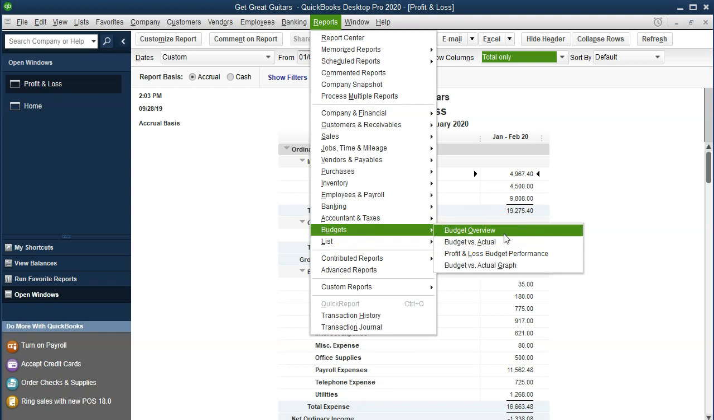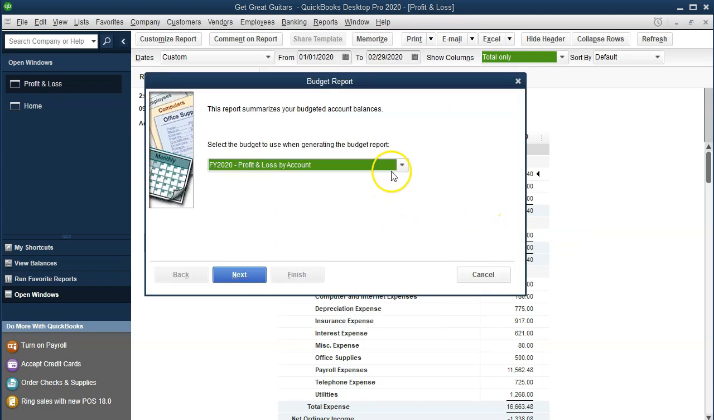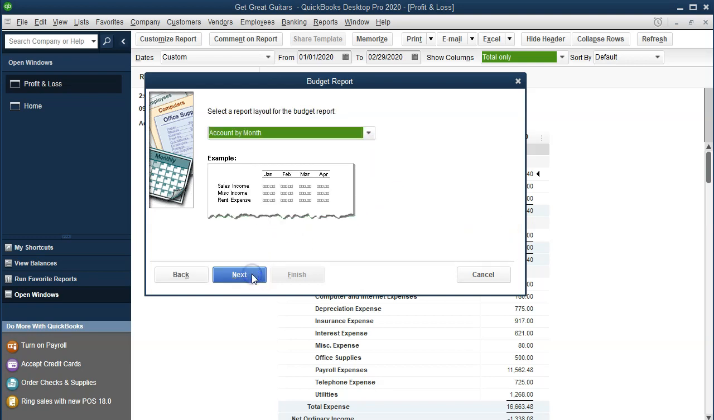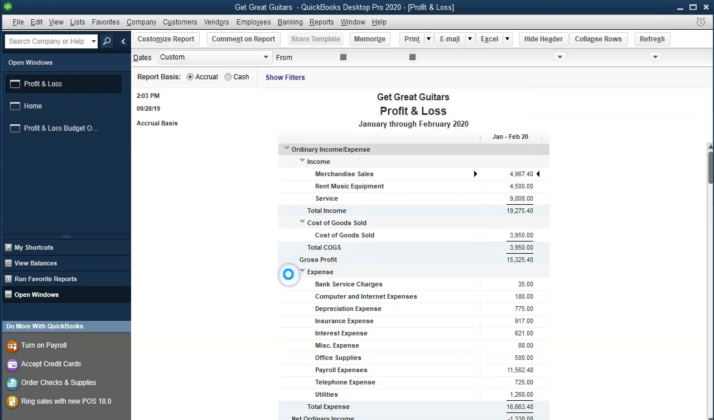The two major reports being the budget overview and the budget versus the actual. So we're going to go to the budget overview report. We want the profit and loss. That's all we have at this point in time. And we're going to say next, months, account by month. That's all we have. And so we're going to say next and then finish this item.